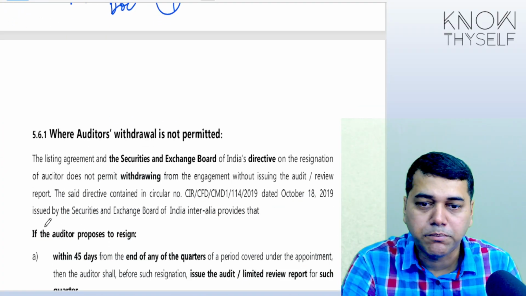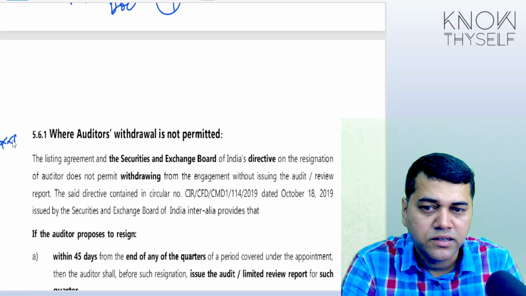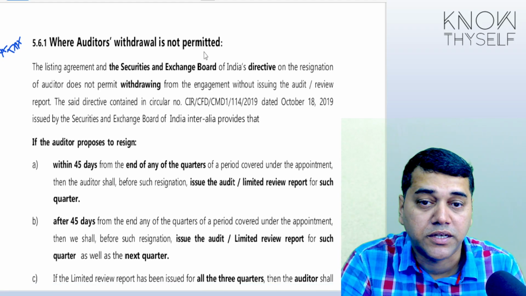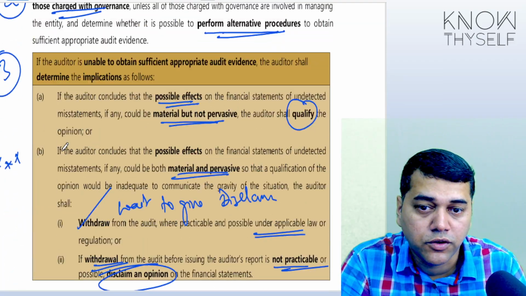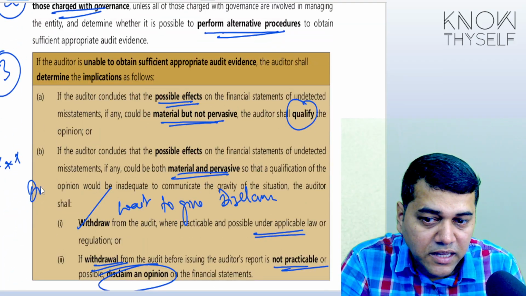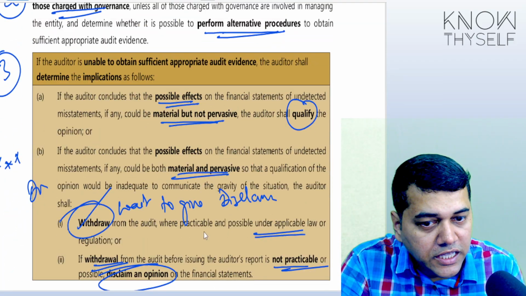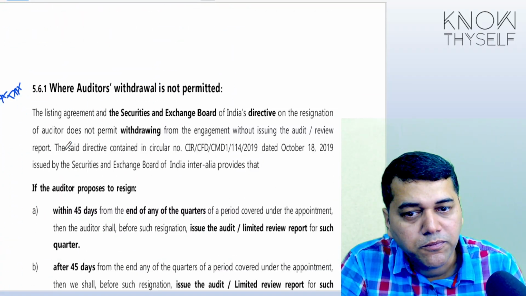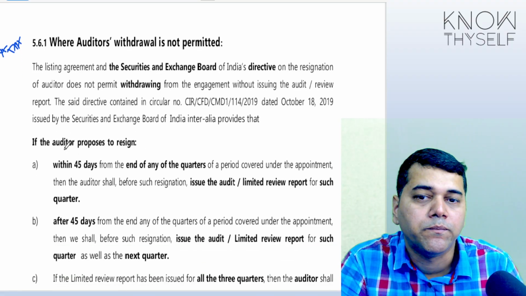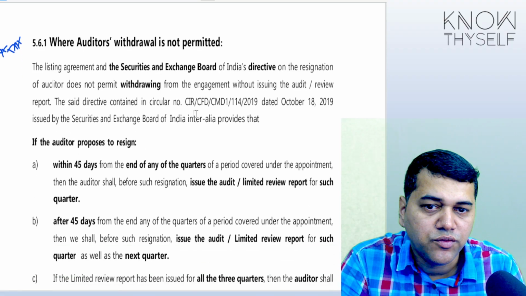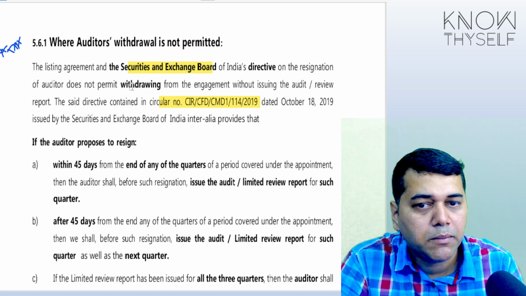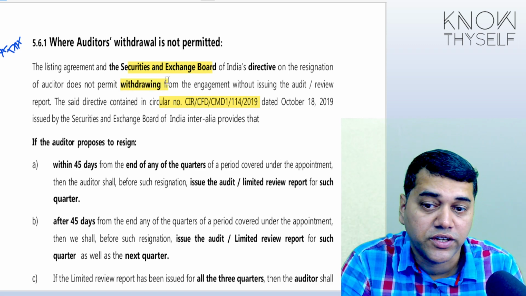Now one very important point, mark it very important. When the auditor's withdrawal is not permitted, because if you end up giving a disclaimer, first you need to withdraw, if it is practicable and possible. When it is not possible for you to withdraw, now you need to understand one circular issued by SEBI about the resignation of the auditors.